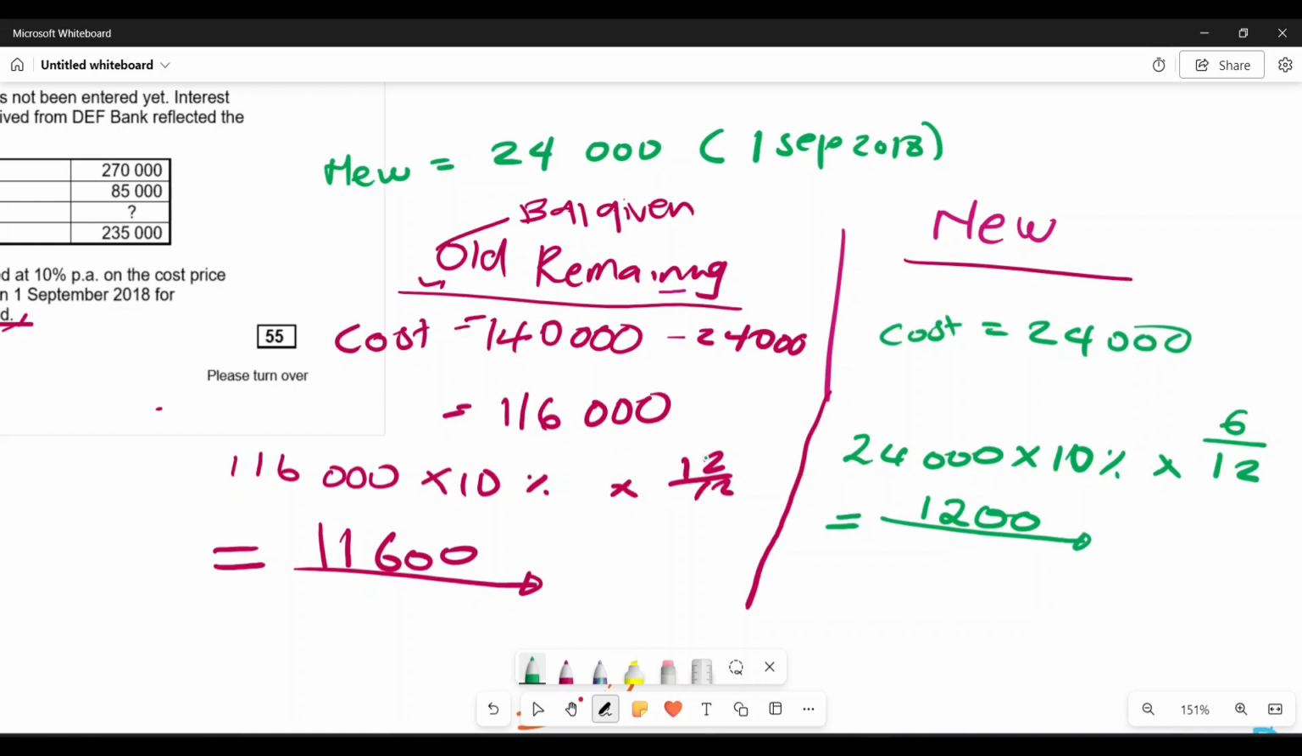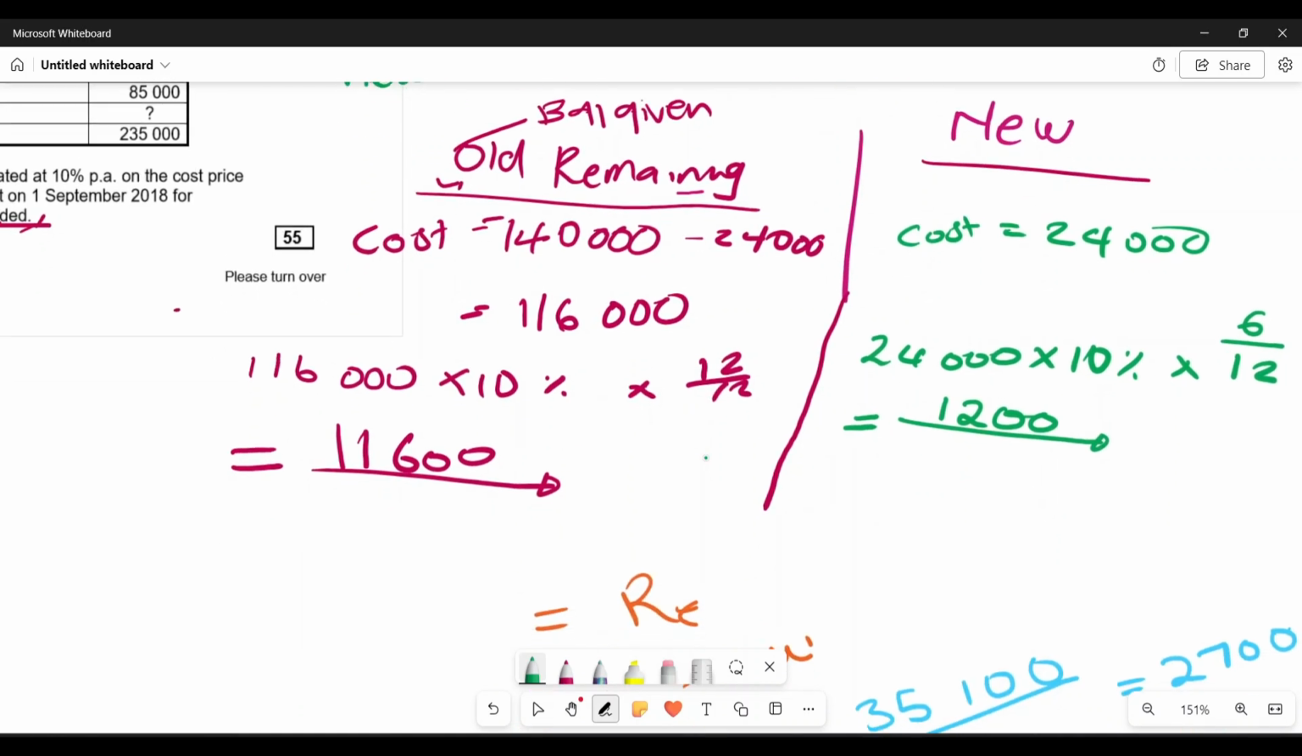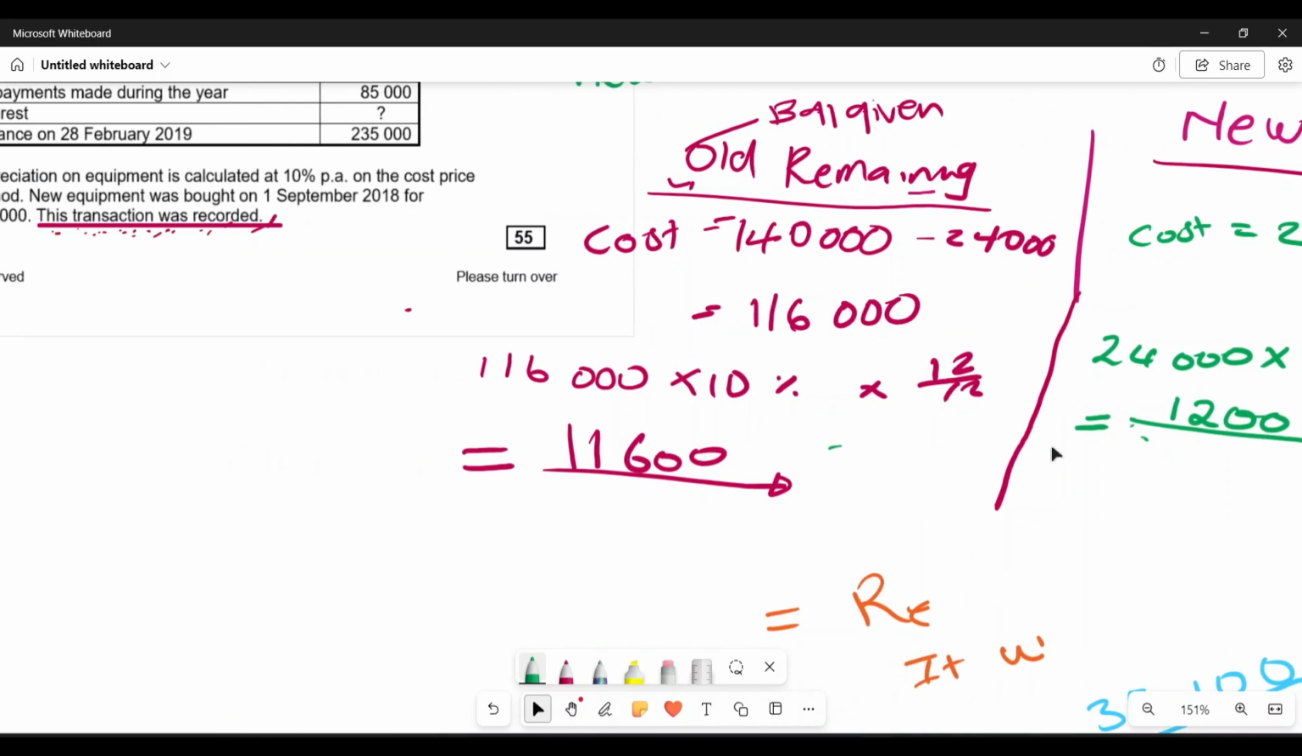Now, to get my total depreciation for the year with regards to my equipment, because I only have my old equipment as well as my new, I'm going to add the depreciation for both of these. So I have 11,600, which is for my old.